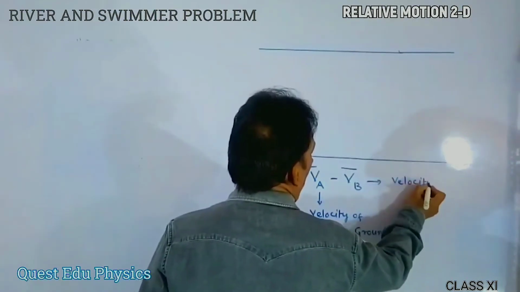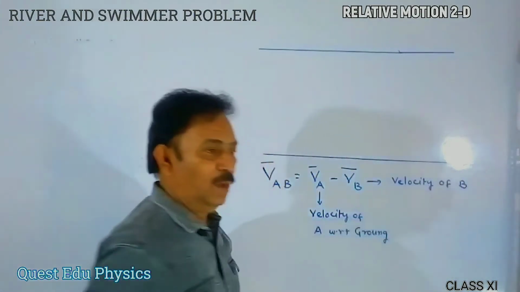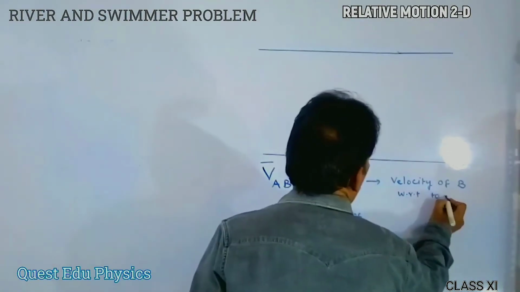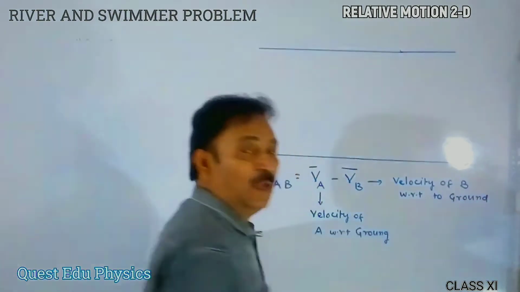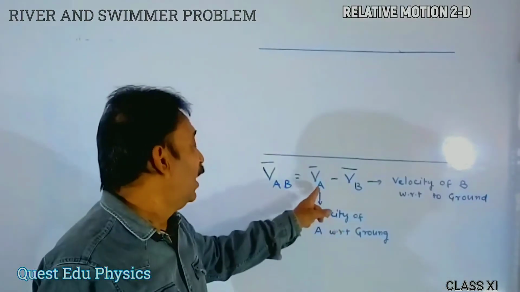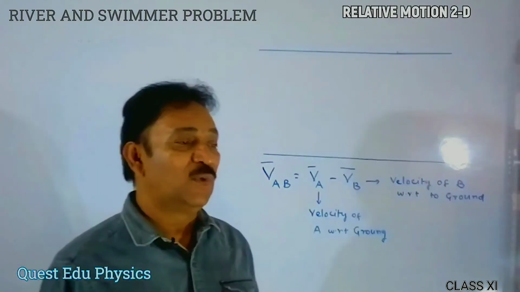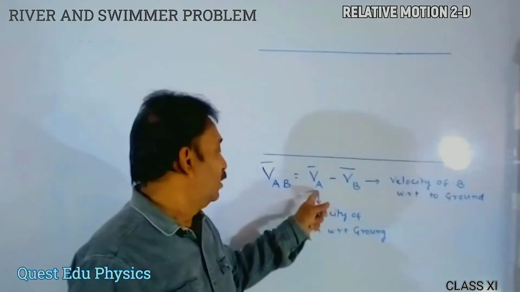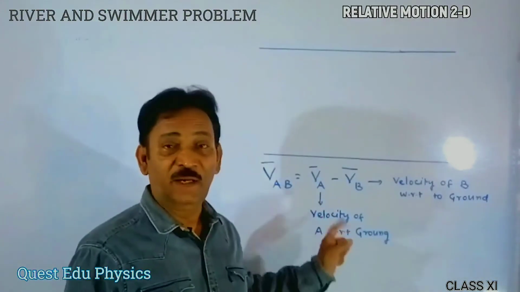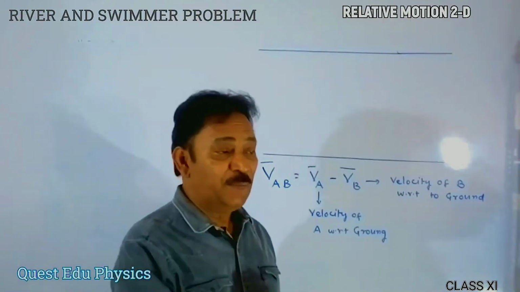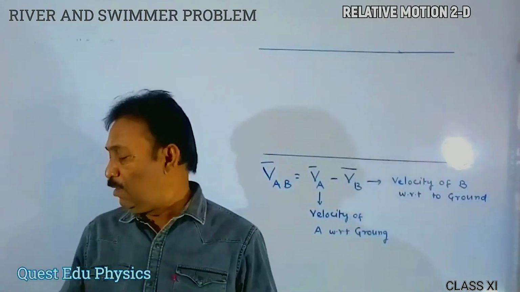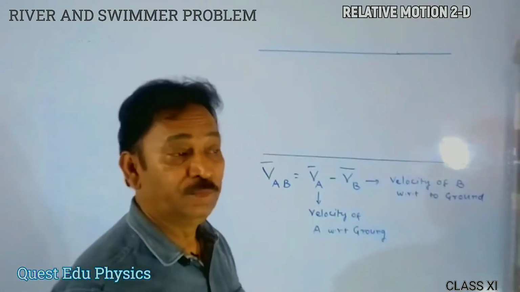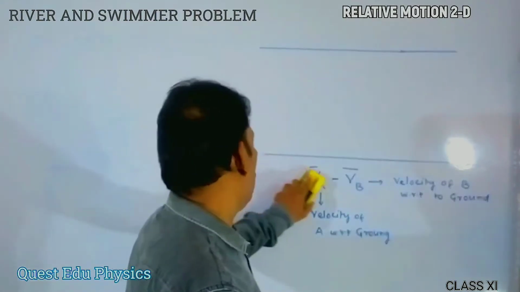Velocity of B with respect to ground. Here again, an invisible G is attached with the A as well as the B. That means we are taking the frame as the ground and we relate the velocities VA as well as VB. The same principle we apply when we are doing the river and swimmer problem as well as the river and boat problem.